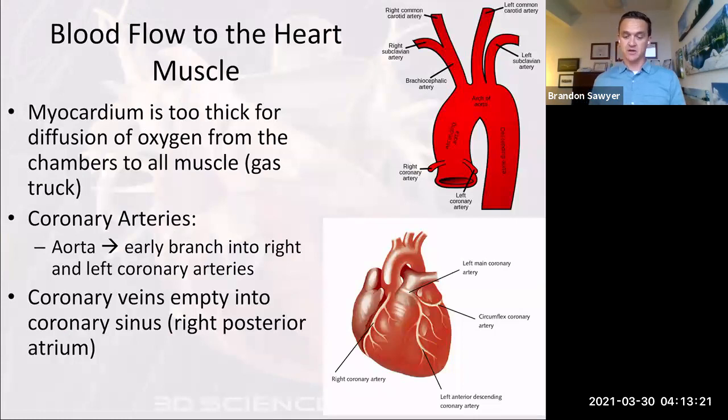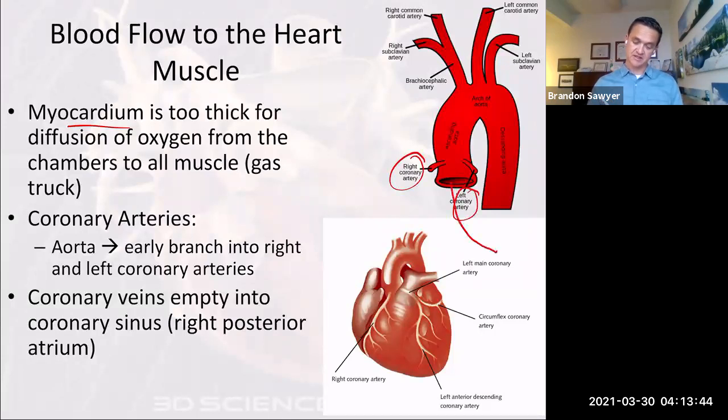All right, so what about the heart muscle itself? The heart muscle itself needs blood too, right? The heart does all of its work pumping blood outside of itself, but how does the heart muscle itself get blood? Because it needs oxygen and it needs to make ATP too. Well, the myocardium is too thick for oxygen to just go straight through from the chamber.